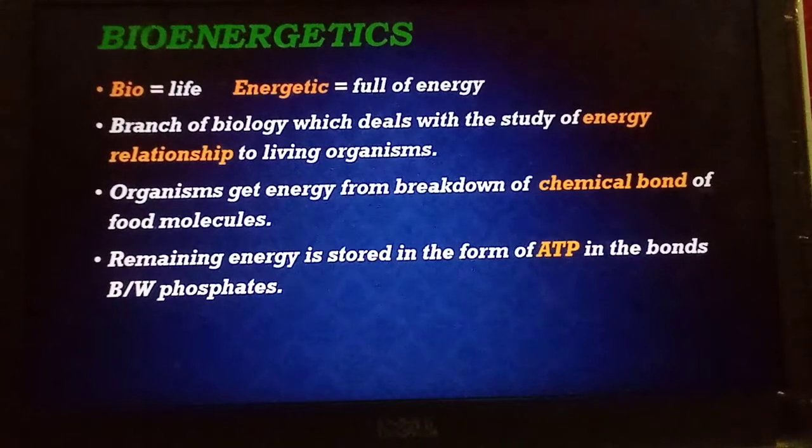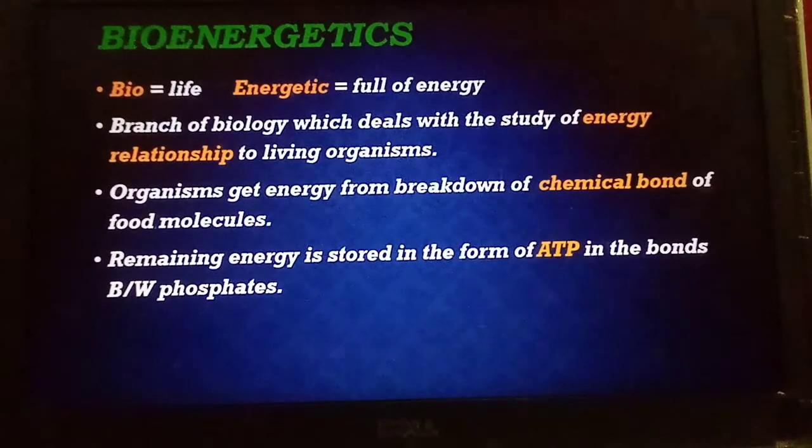Bioenergetics: bio means life, energetics means full of energy. So bioenergetics is the branch of biology which deals with the energy relationship, the relationship of energy to living organisms. That is what we study in bioenergetics: the relationship of energy to living organisms.